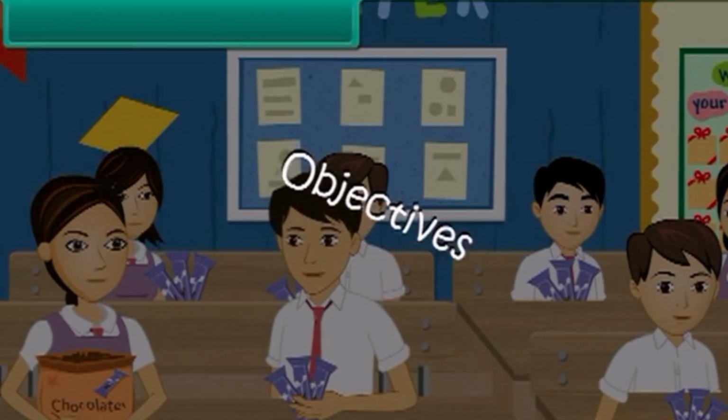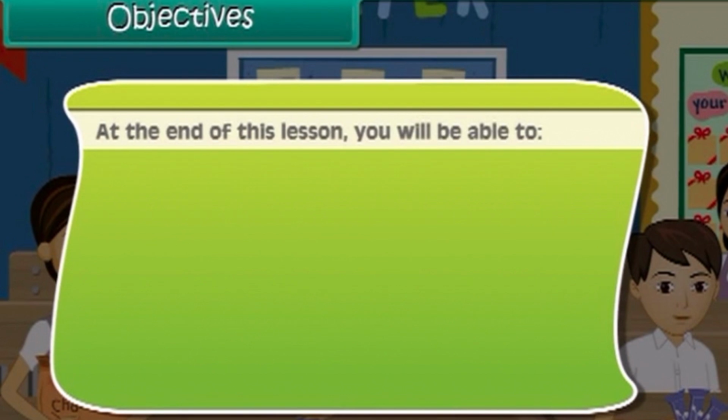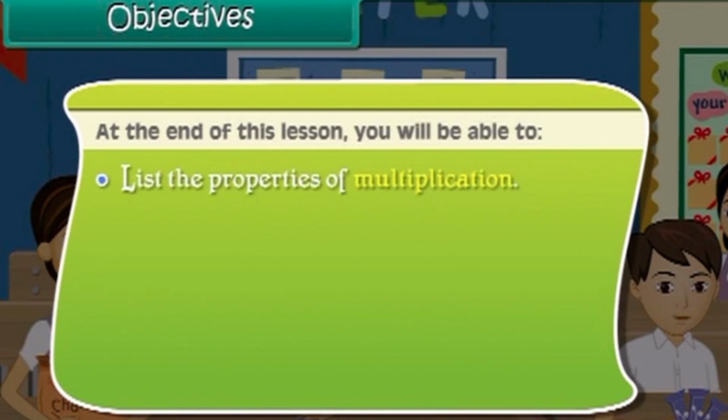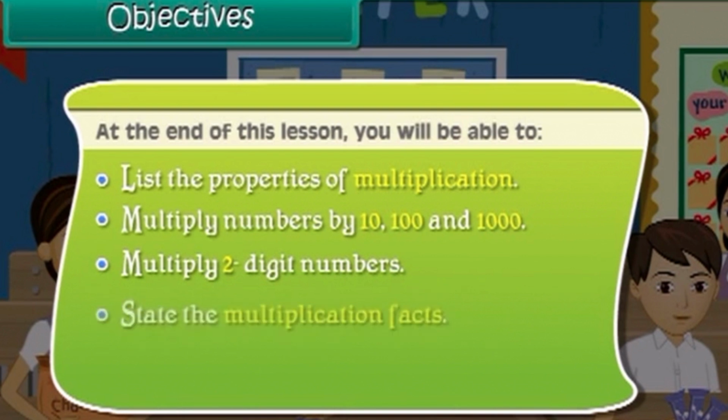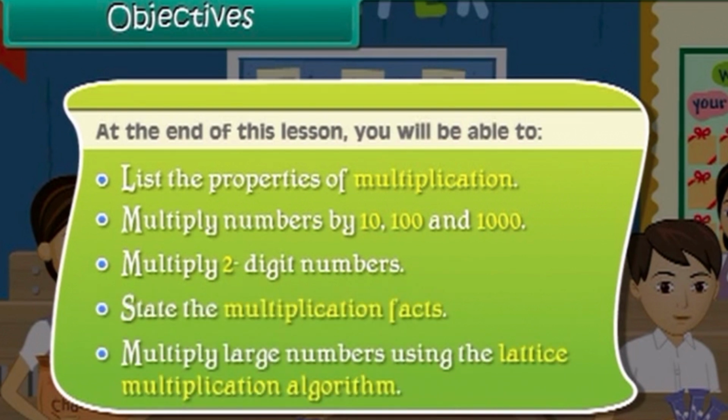Objectives. At the end of this lesson, you'll be able to list the properties of multiplication, multiply numbers by 10, 100 and 1000, multiply 2-digit numbers, state the multiplication facts, and multiply large numbers using the lattice multiplication algorithm.